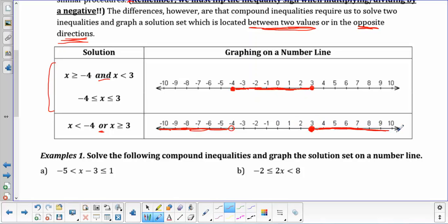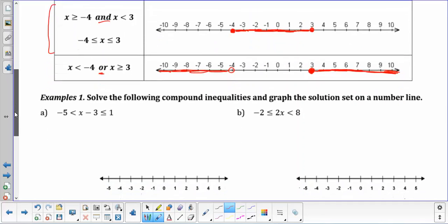As you can see, there's this portion in the middle that is not shaded. Those values are basically representing values that don't work. So your solution is going to be to the right and to the left. If you can keep in mind that and inequalities will be between two values, and or inequalities will be in opposite directions, keep that premise straight, then you'll be able to handle it as we go. So let's take a look at how to solve these things.